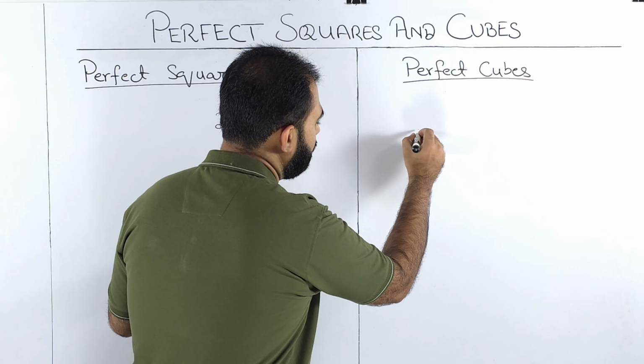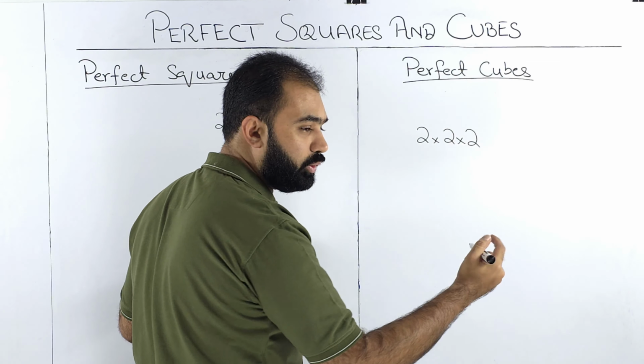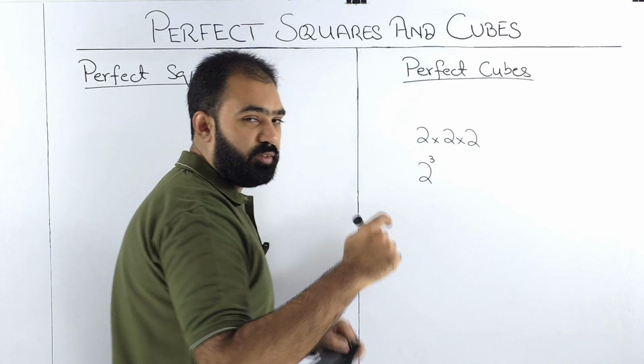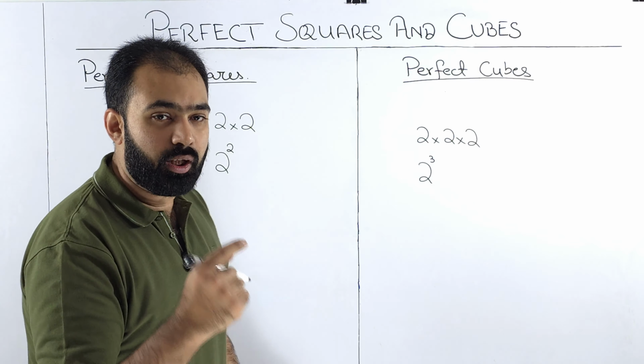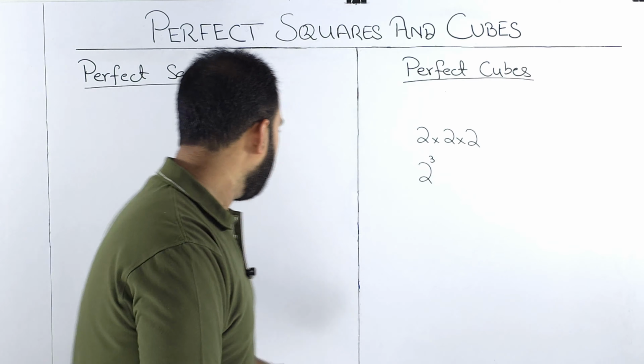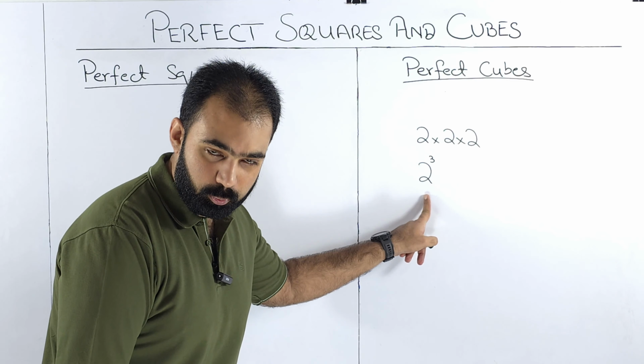And anything when raised to the power 3, let's say 2 into 2 into 2, in index notation can be written as 2 raised to power 3, and the specific term given to raised to power 3 is cubed or simply cube. This is called 2 square and this is called 2 cube.